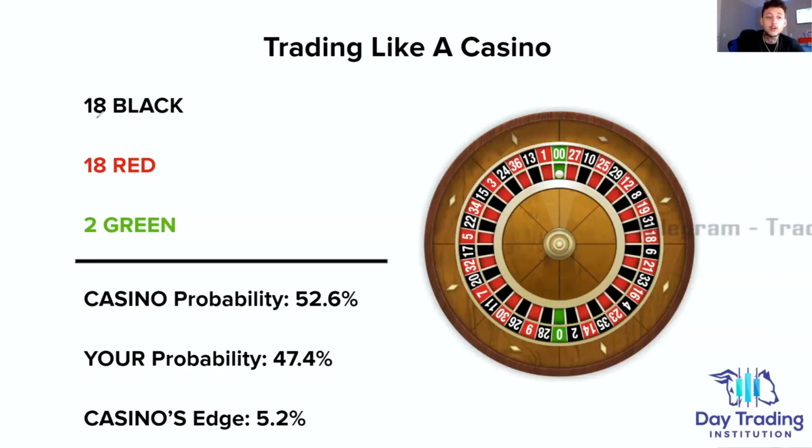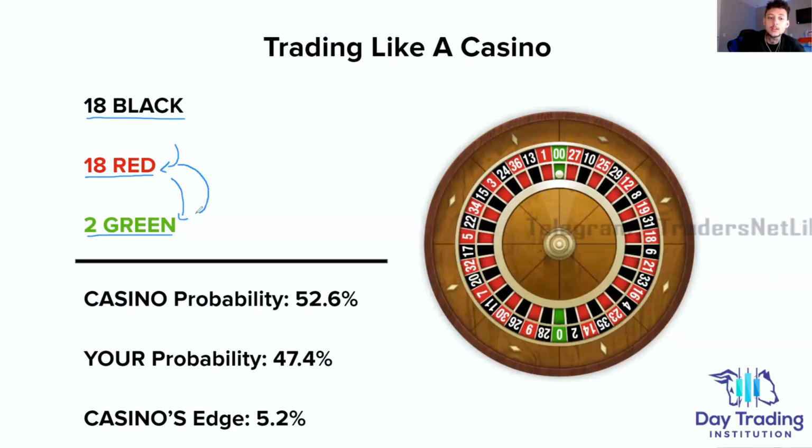Anyways, if we take a look at things, first we have black. There's going to be 18 black, 18 red, and 2 green, right? So if you were to make a bet, and let's say you wanted to bet on black, the casino doesn't have a 50-50. You don't have a 50-50 chance of winning, because the casino has 2 more chances of beating you here. So if it doesn't land on red and it doesn't land on green, then that's when you'd win.